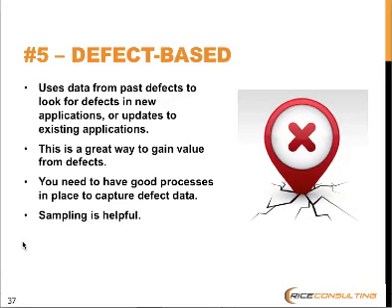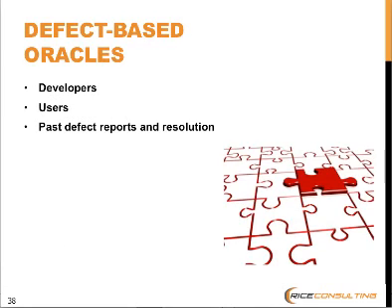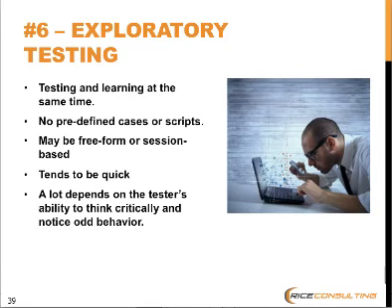Now, sampling here is helpful. What I mean by that is once you start seeing a defect in a certain area of your application, then start looking around it, because you'll typically find others, because defects do tend to cluster, or at least they seem to. Now, your oracles here would be developers, users, maybe past defect reports and resolution to see what the correct behavior of something was. And then finally, number 6 is exploratory testing.